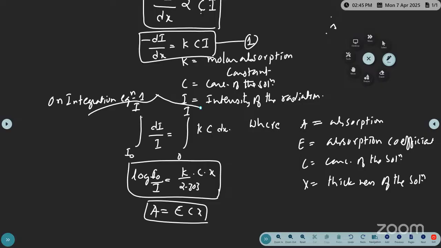The rate of decrease of intensity of radiation with the thickness of the medium is directly proportional to the concentration of the solution and the intensity of the radiation. If we derive this mathematically, finally we get A is equal to E into C into X. So what does it finally say? The absorption of the radiation is directly proportional to the concentration of the solution. If the concentration of the solution increases, the absorption of radiation also increases.